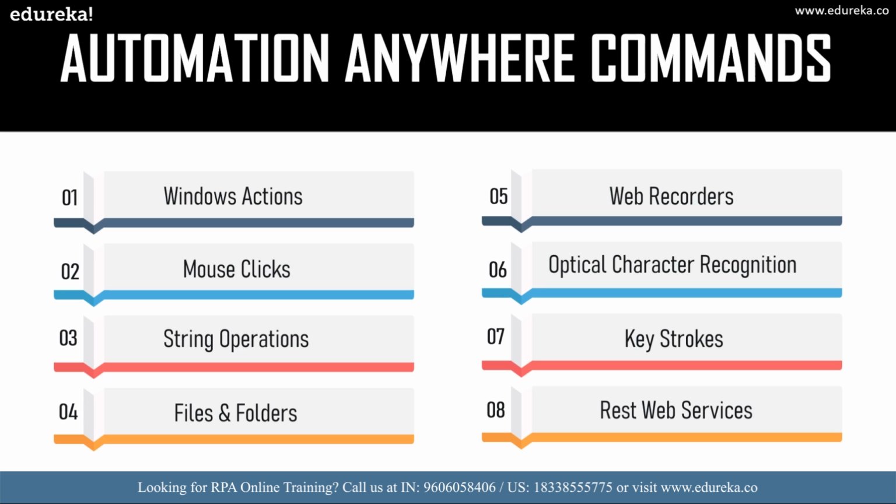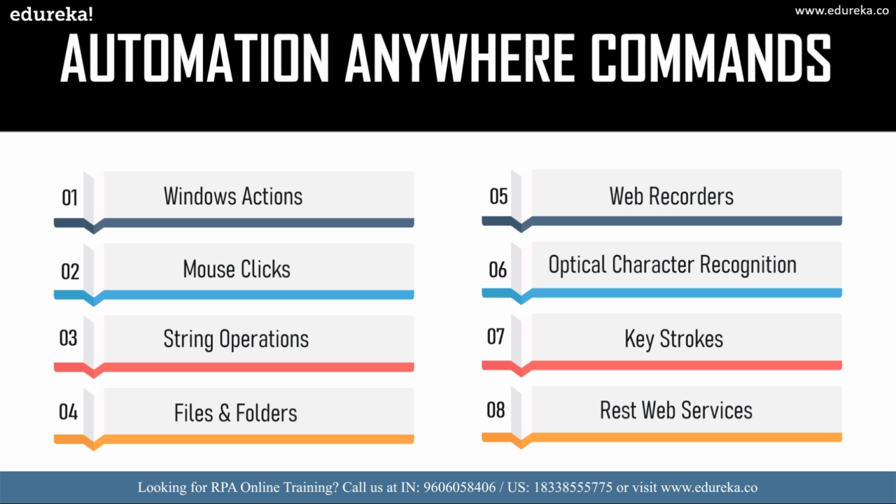Well, the Windows actions are used to automate tasks such as opening, closing, minimizing, or maximizing a window, and even getting the active window title. So it basically automates all the actions related to a window, guys. Moving on to mouse clicks. Well, as the name suggests, the mouse clicks are used to automate the tasks which are related to clicking at a specific position of the application or a window. So whenever you want to click something at a specific point, then you can automate that particular kind of action.